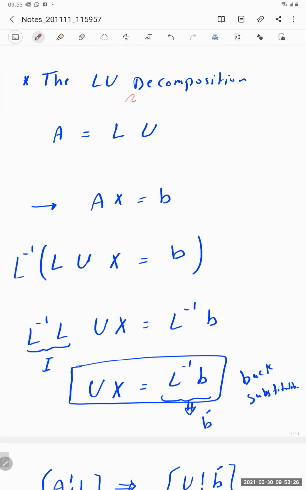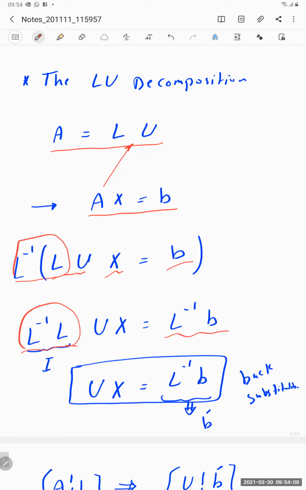ال LU decomposition حكينا إنه الماتريكس we can write it as L times U, lower and upper. So if we have A times X equal B, convert A to L times U, so L times U times the variables X equal B. If you multiply by L inverse both sides, so L inverse times L times U times X equal L inverse times B. L inverse times L حتعطينا identity بصف عندك بس ال upper matrix times X. هون صف عندك ال L inverse times B.